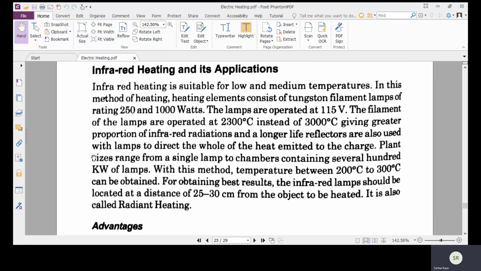The plant sizes range from a single lamp to chambers containing several hundred kW of lamps. With this method, temperatures between 200 degrees Celsius and 300 degrees Celsius can be obtained. For obtaining the best results, the infrared lamps should be located at a distance of 25 to 30 centimeters from the object to be heated. It is also called radiant heating.